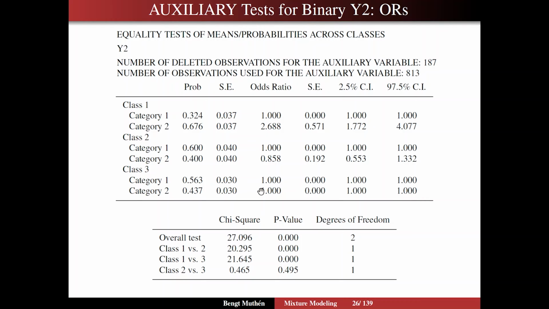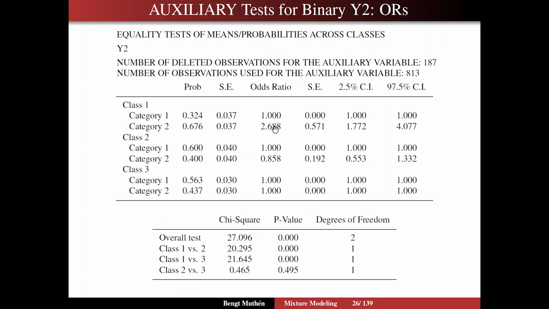So for instance then, if you look at class 1, you have the odds here of being in class 2 versus 1 as this: 0.676 divided by 0.324 for class 1, and for class 3 it is 0.437 divided by 0.563, so much smaller ratio, much smaller odds rather. And if you take the ratio, the first to the last, you get this odds ratio 2.688. You may want to try that.